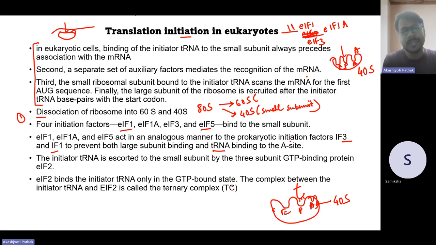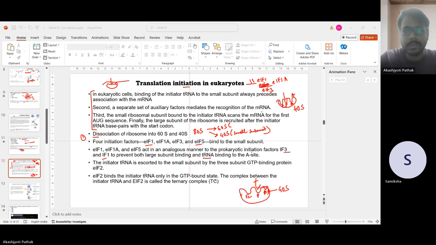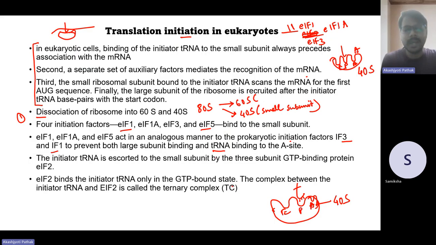subunit from binding to the A site. So here also the same thing is happening. The first amino-acyl tRNA will be recruited at the P site.